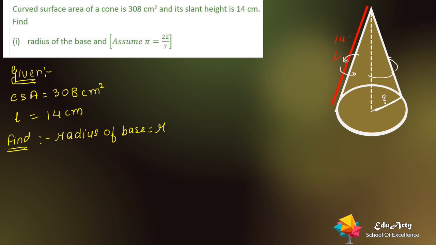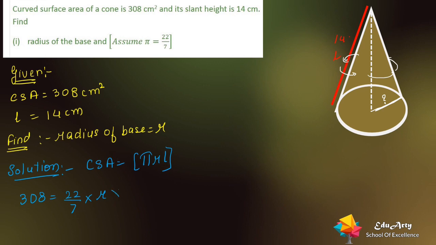We will use the same formula here. First of all, let us write down the formula for CSA. What is the formula for CSA? It is pi r l. They have already specified what pi value we should take, so let us take it. CSA value is also given to us. Substitute that: 308 is equal to pi value 22 by 7 into R value we do not know, and L value we know, which is 14. So 7 ones are 7 and 7 twos are 14.